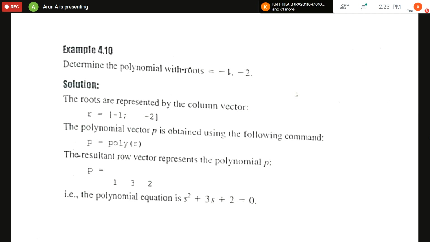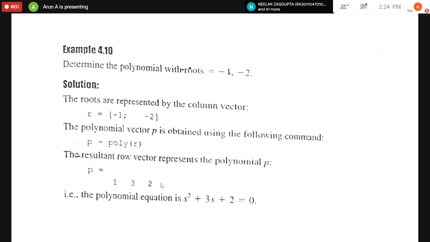Okay, and once you include this command, the output is... don't ask me how this output came, because I have told the command the roots, and the equation polynomial is being developed. So I'm just giving you the value. When I give the command p is equal to poly r, the resultant output will be 1.